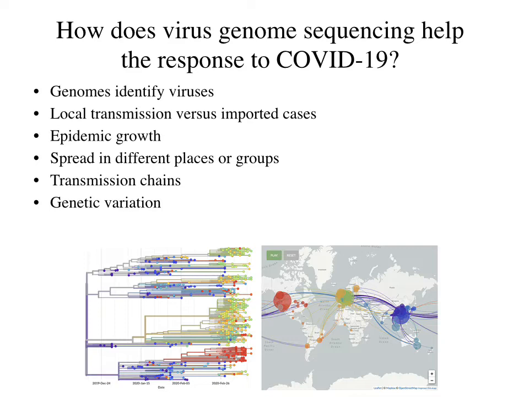You can use it to look at spread in different places or groups. Widespread sampling and genome sequencing of the new coronavirus allows the construction of virus spread in different places or groups of people. This provides information about what is driving the spread of virus, both locally and nationally. This work can be made more precise if virus genomes are combined with information about where, how, and when people travel locally and internationally.